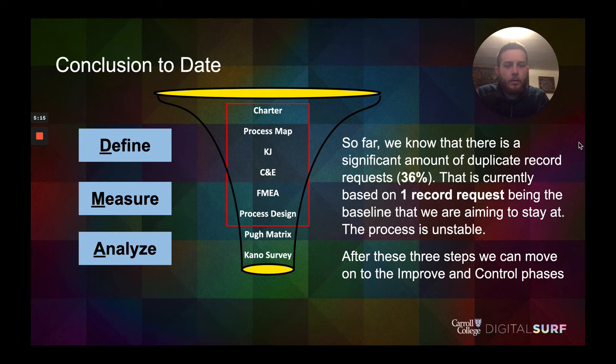So we know that there is a significant amount of duplicate record requests, and that is 36%. It's a pretty big number. And with all this, it's currently based on 1 record request being the baseline that we're aiming at. And we know that the process is unstable and not capable. And so after these define, measure, and analyze phases that we've gone through, we're heading into the improve and control phases, which I will let Nick talk about.